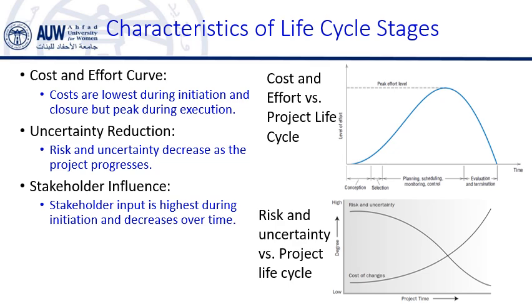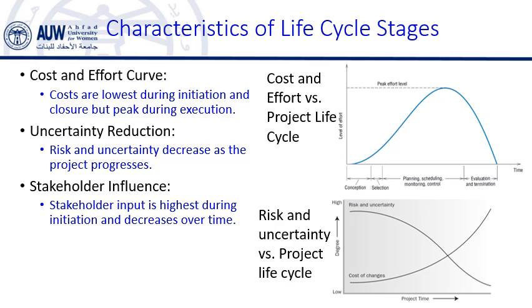As the planning phase progresses, uncertainty begins to decrease. The project team gathers more information, refines the scope, and anticipates challenges. Risk analysis and mitigation plans help reduce uncertainty about the project's execution.